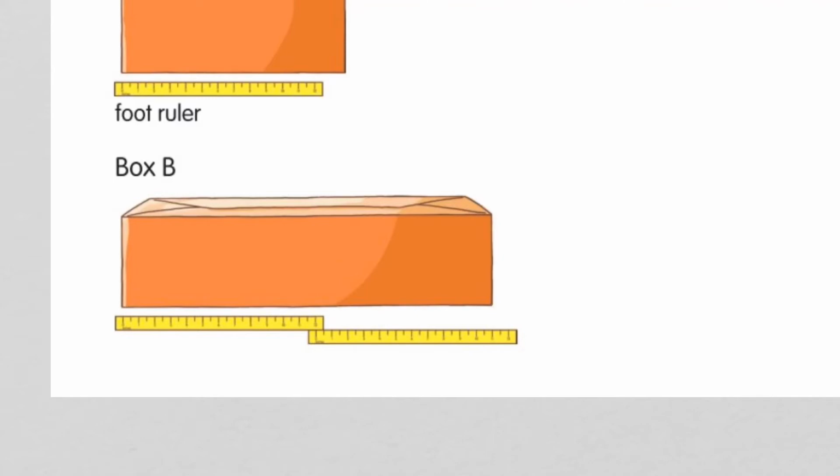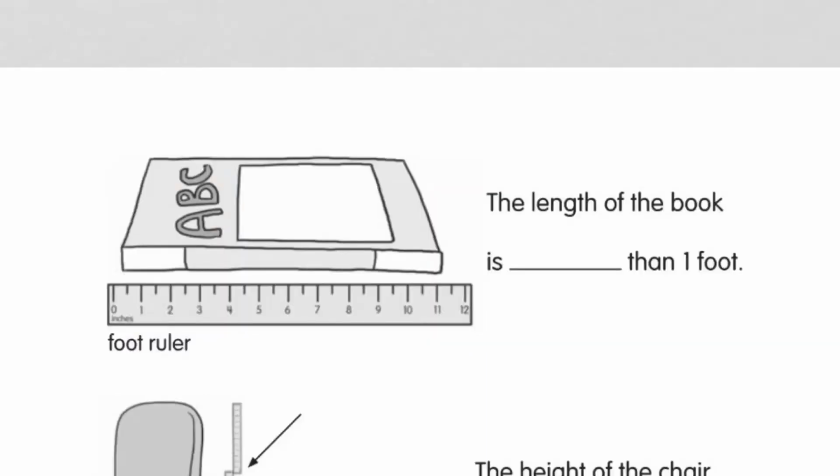Fantastic. So as you go through your day, I want you to start to look at objects and think, is that object longer than a foot? Is it shorter than a foot? Now it's going to be an opportunity to practice for you. So I want you to look at this book, and I want you to look at this ruler that is a foot. I want you to think, the length of the book is blank than 1 foot.